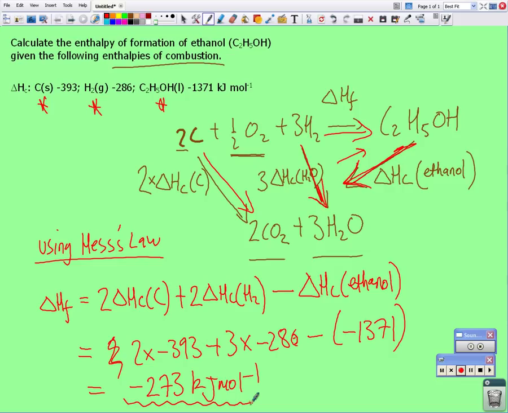Do notice, as you'll probably notice, that some of the values for these enthalpy changes of combustion or formation are slightly different to the ones in your IB data booklet.